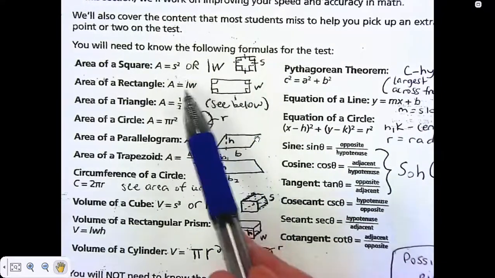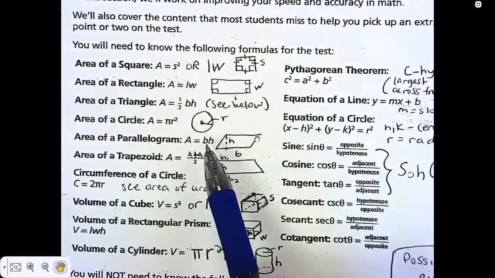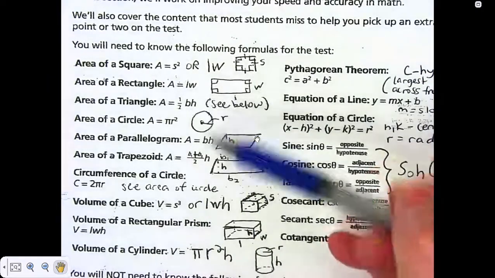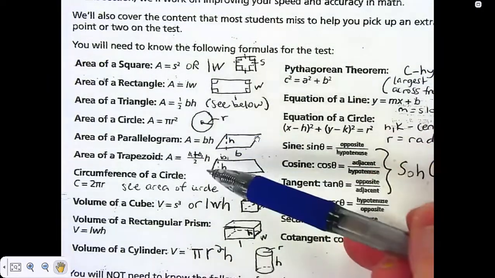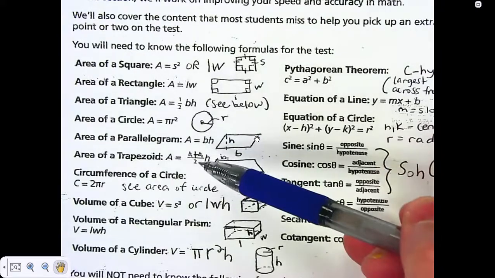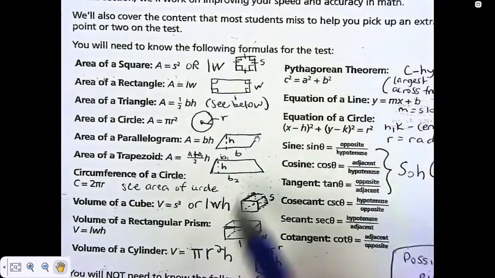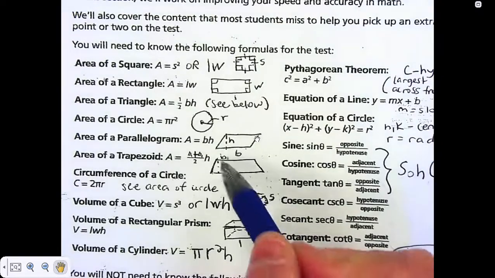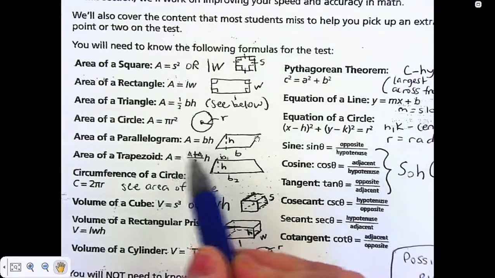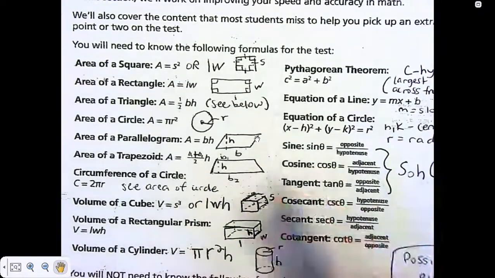Sometimes you'll see that represented as base times height, like the parallelogram. And then, of course, the triangle and the trapezoid are kind of similar, but they actually have that 1/2 component that you have to be careful to remember about. Base times height again for the triangle. And then the trapezoid has two bases, one at the top and bottom, and those would need to be added together as you do the area.